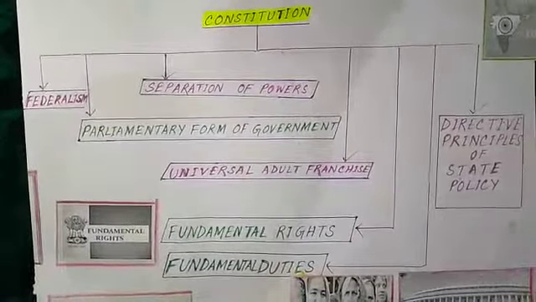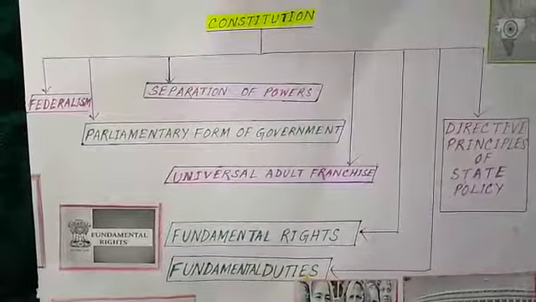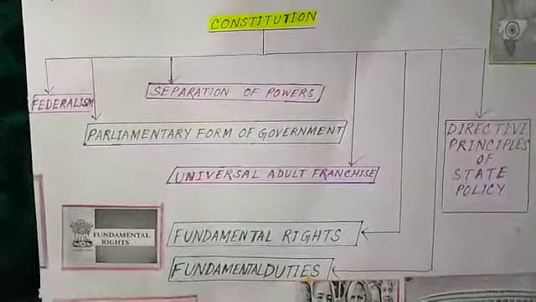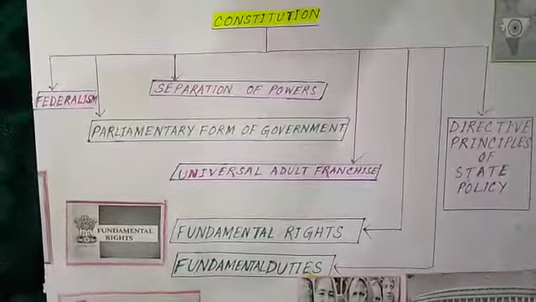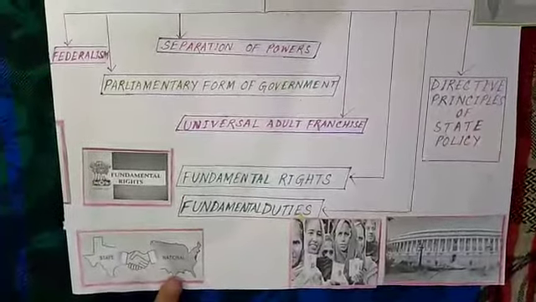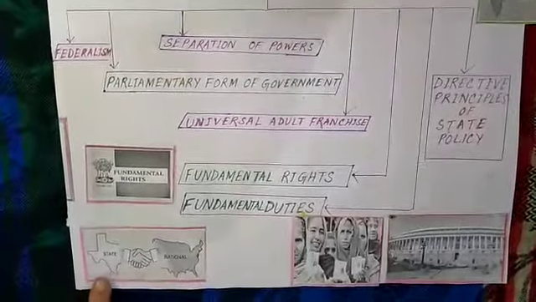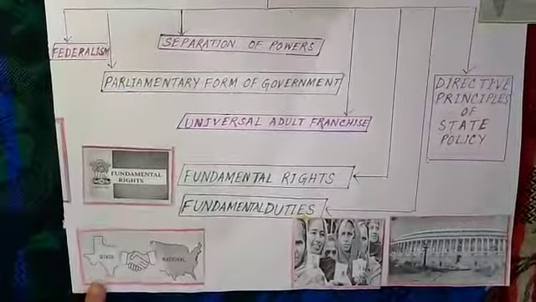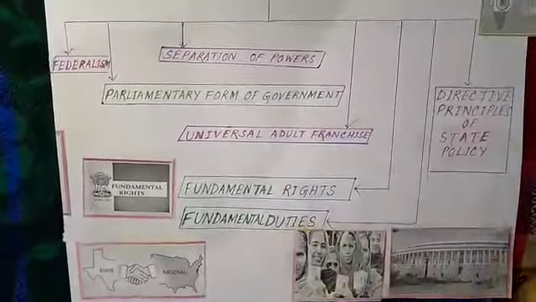Federalism means the existence of more than one level of government in the country. This diagram will show you this properly. That means the country is run by two governments, the national government or central government and the state government. Understood? Next is parliamentary form of government.